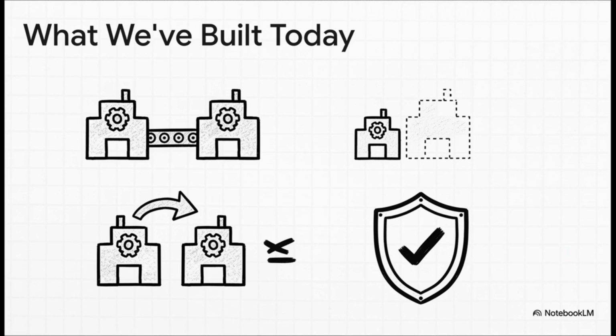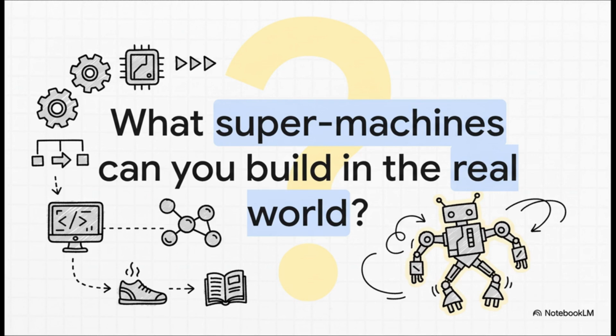You know, this idea of chaining processes together goes so far beyond just math class. It's fundamental to computer programming, scientific models, heck, even your daily routines. So I'm going to leave you with this question. Now that you know how to do this, what super machines can you imagine building in the real world? What simple steps could you combine to create something new and powerful?